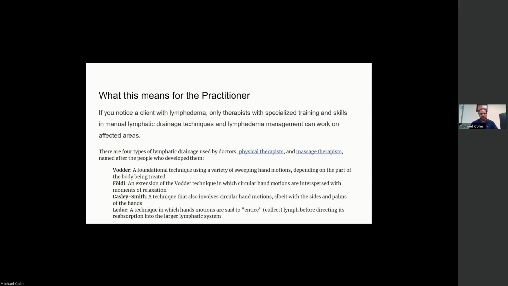So what this means for you, if you notice a client with lymphedema and you have the special training or skills to do manual lymphatic drainage, then you can work the affected areas, or you can notice that they have these conditions and then refer to another practitioner.